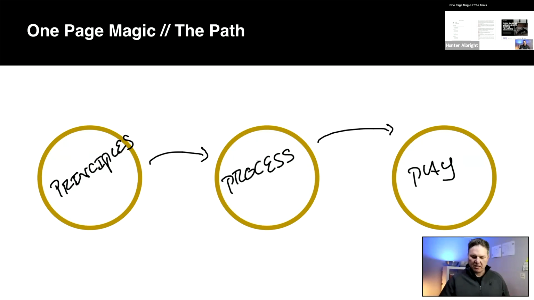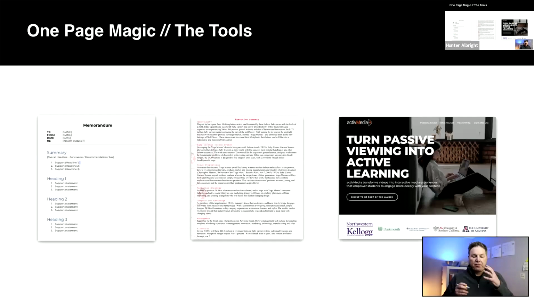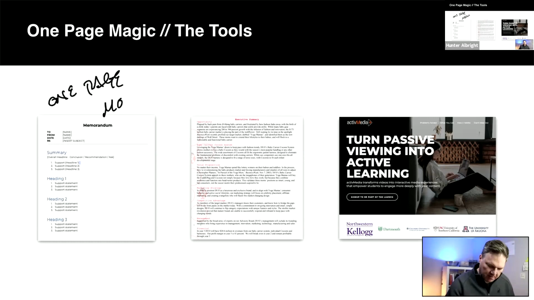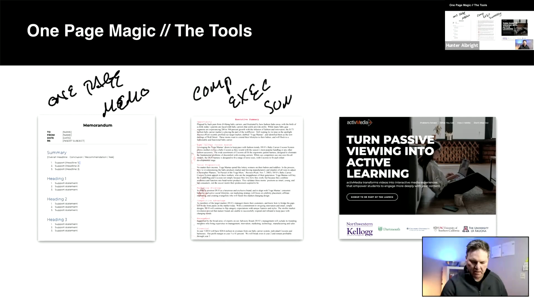So the 3 things we're going to cover from a tool base tonight: the first one I refer to as the one-page memo. We'll go through that structure, and I'll talk a little bit about that. But where we'll spend the most time is in the company executive summary. I know this is what you guys need to have turned in along with your pitch. So we'll spend most of the time there, and then we'll close out by talking about what I refer to as a one-page website.